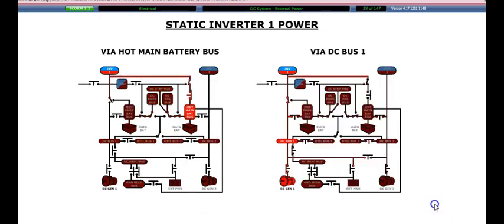When DC bus 1 is powered, the static inverter override transfer contactor closes, and hot battery transfer contactor opens. This transfers the power source for inverter 1 from the hot main battery bus to DC bus 1.